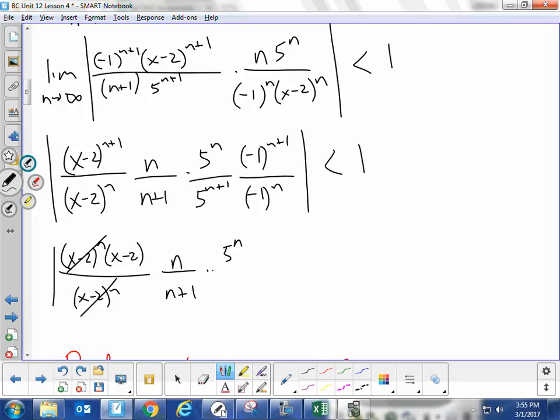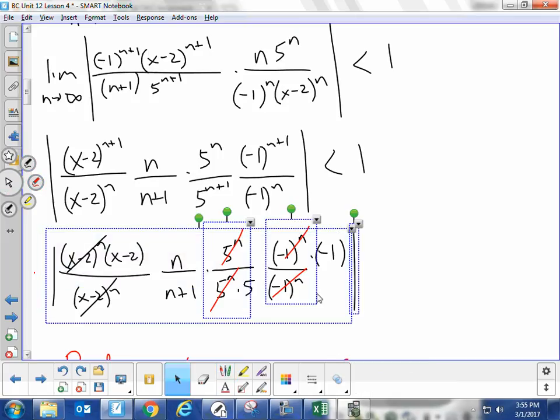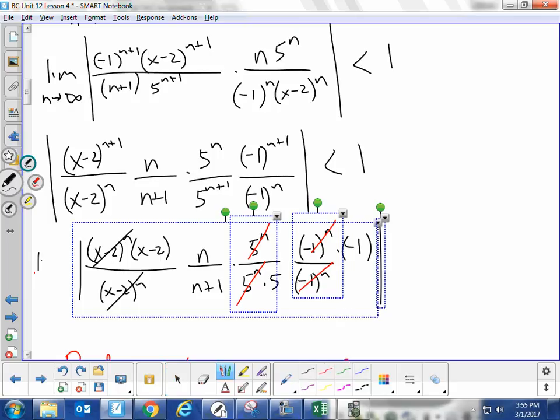This is 5 to the n over 5 to the n times 5. The last one I can actually write as negative 1 to the n over negative 1 to the n times negative 1. Okay? Now, these will go away. These will go away. And I will look at the limit as n approaches infinity of this. Well, I end up with this being equal to 1. I need a little bit more space here.